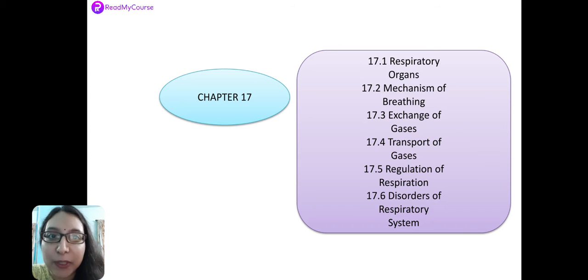So this is a topic overview of the things that we are going to look into. We are going to look into the respiratory organs, then the mechanism of breathing, exchange of gases, transport system of gases, regulation of respiration from the higher centers. Then we are going to look into the disorders of the respiratory system. So in this particular class, we will be looking into an overview of the whole human respiratory system.